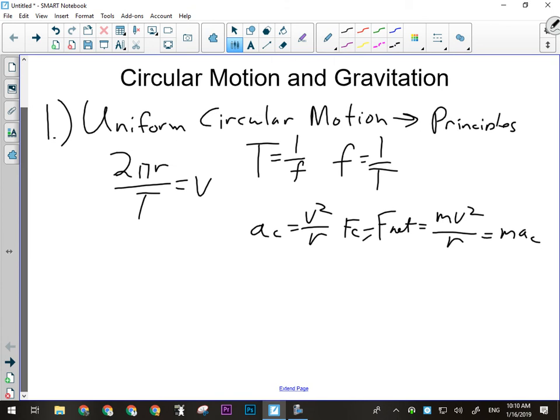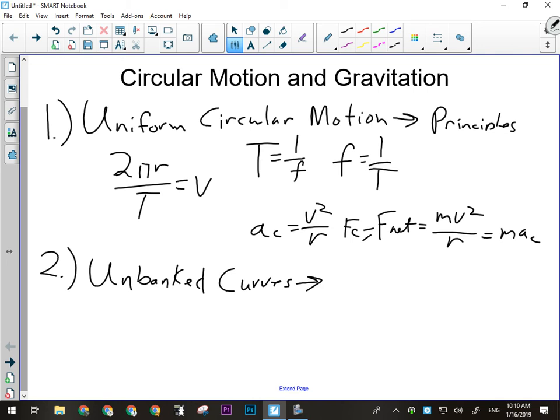As we talked about uniform circular motion, we went into 2 examples. We talked about unbanked curves. What holds you in an unbanked curve? Friction. In other words, the centripetal force keeping you in that circle is provided by the force of friction. We did a lot of problems on unbanked curves, so there's a pretty high likelihood that there could be one on the final exam.